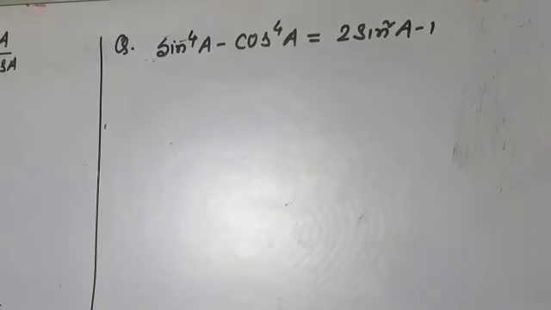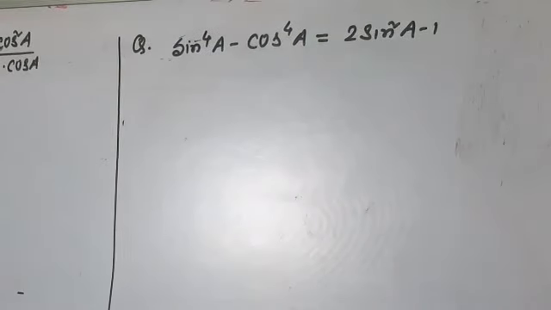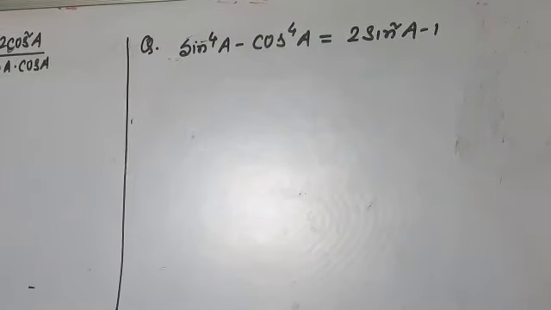Proved. sin to the power 4A minus cos to the power 4A, that is your LHS, and you have to prove the RHS, that is 2 sin square A minus 1.